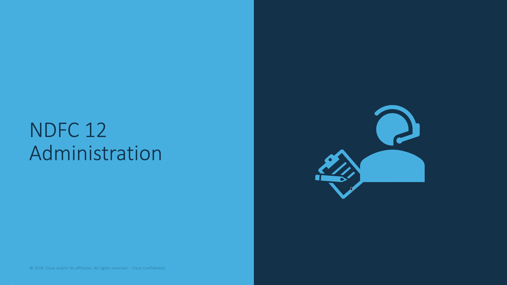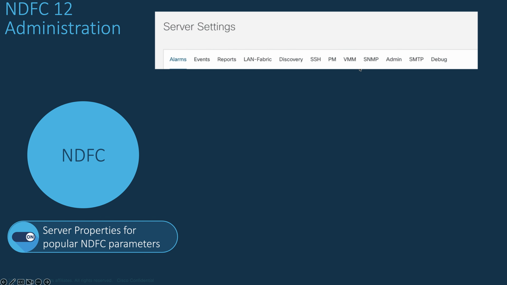Okay, let's start with the admin functions before looking at the fabric and network automations. The administration tab is used to manage the NDFC appliance, the parameters, backup, licensing, the user access control, as well as the events and credentials management. This is a quick view of the NDFC admin tab.